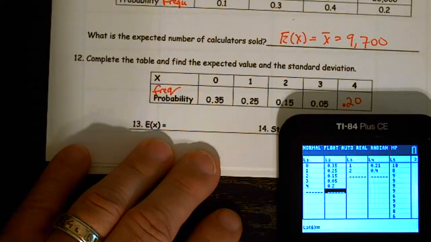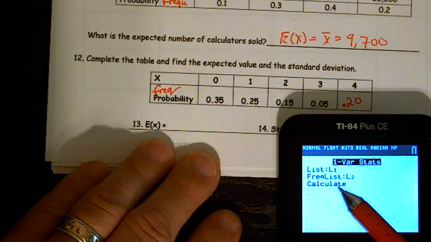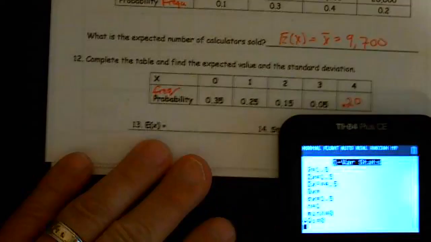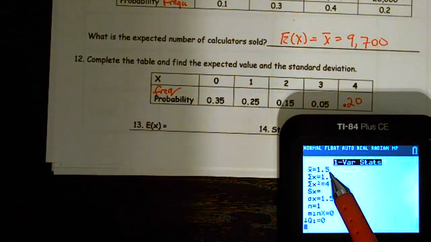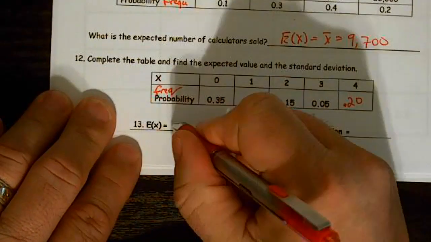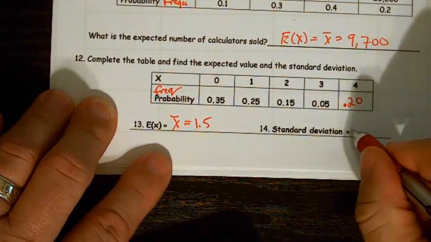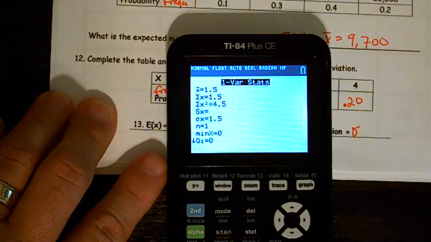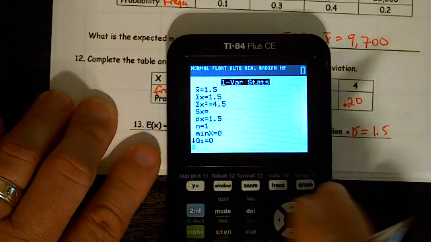0.2. I'm going to go stat, calc, one variable statistics. List is L1, frequency, that's my probability, is L2. Sorry about that. And then I end up with an X bar of 1.5. Then it also asks for the standard deviation, which will be this symbol. And in this particular case, just weirdly, it just happened that this also equals 1.5. All right, so that takes care of 13 and 14.